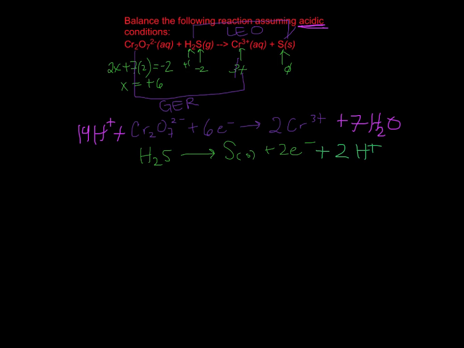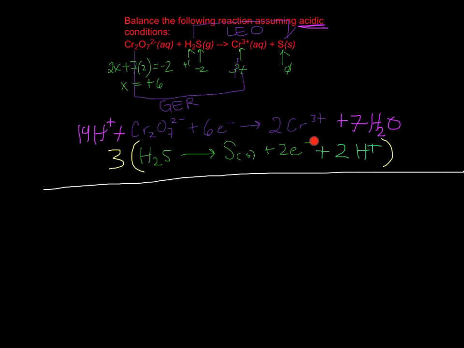Alright, so the next step would be to add these two reactions together, but before we can do that, we have to make sure that our electrons are balanced. The reason we do this is because electrons have to be transferred. They have to be going from one place to another. They can't just be floating around in solution all by themselves. So what we're going to do is multiply our oxidation half reaction by 3.